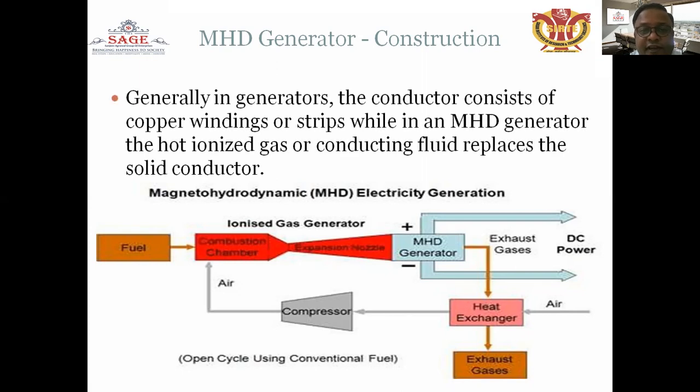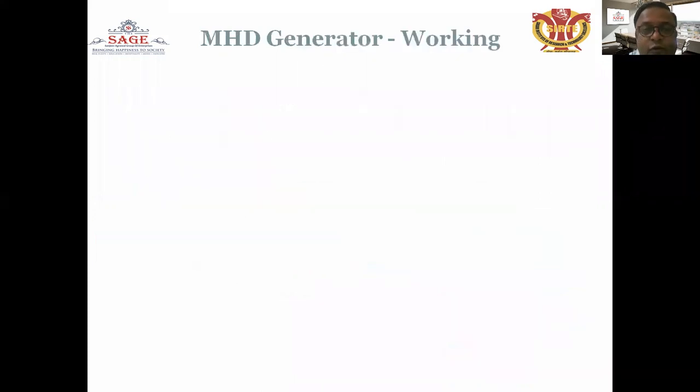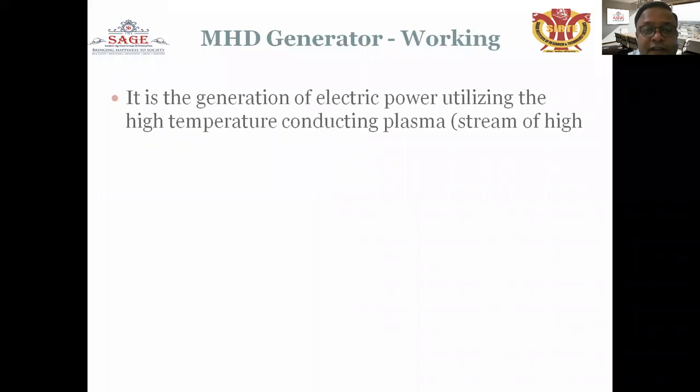Generally, in a generator, the conductor consists of copper windings or strips, while in an MHD generator, the hot ionized gas or conducting fluid replaces the solid conductor. तो MHD जनरेटर जो है वो बेसिकली कॉपर वाइंडिंग्स या स्ट्रिप से बना रहता है, जहाँ MHD जनरेटर में हॉट आयोनाइज्ड गैस पास की जाती है या जो फ्लूइड रहता है उसको रिप्लेस करते हैं सॉलिड कंडक्टर के रूप में.